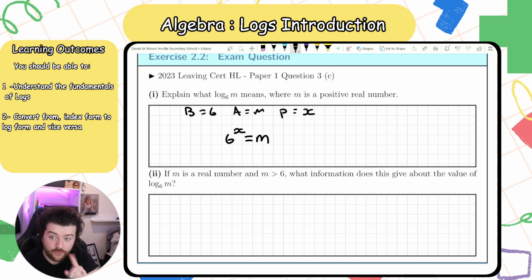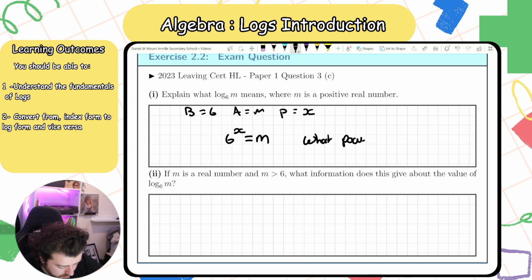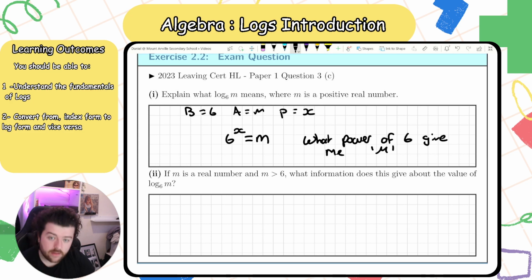So first of all, you got full marks if you wrote that, but let's write some of the English now beside it. It just means what power of 6 gives me m. What power of 6 gives me m? This one caused tears, right? But hopefully now, if you understand what logs are, this one isn't too much of a problem for you.